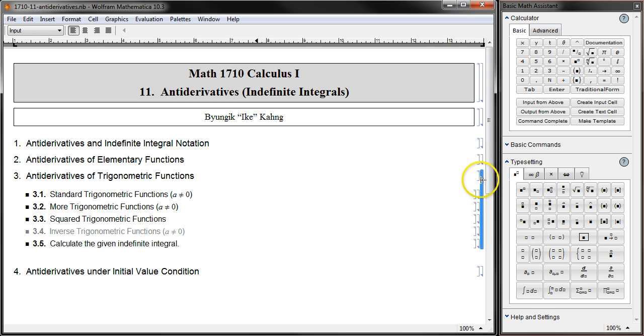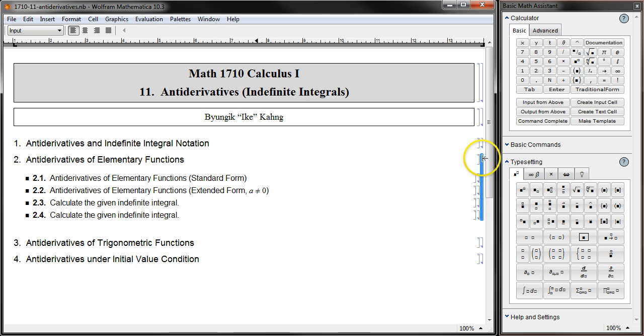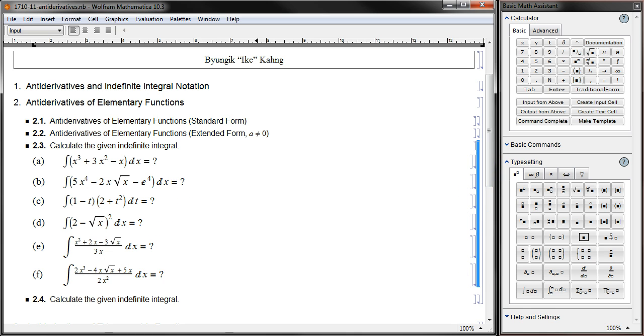How about a problem like this one? Looks complicated because it's a fraction. And is there a quotient rule for antiderivatives? No, not really. So what do you have to do? Well, here's my suggestion.